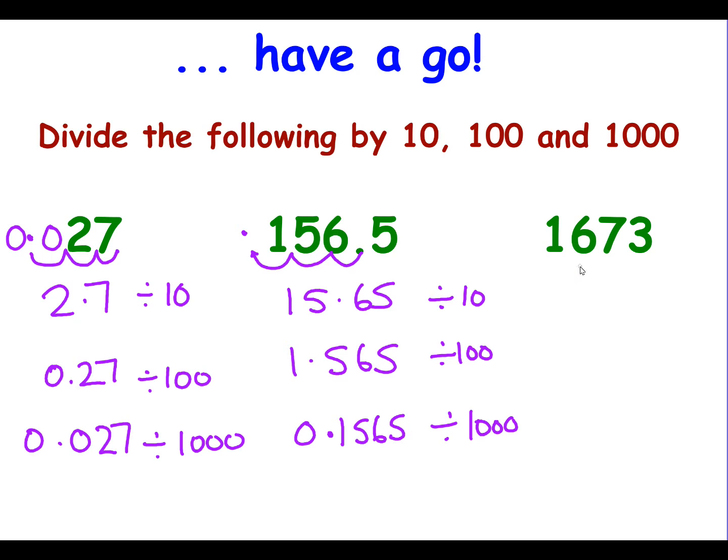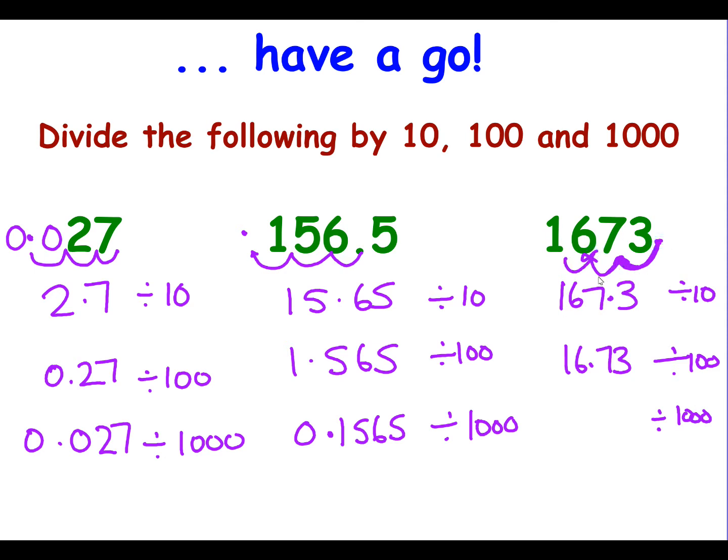Finally, let's look at the number 1,673 and divide it by 10. So dividing by 10, the decimal point's here as a whole number. Move it 1 place to the left, it becomes 167.3. Dividing by 100 moves it 1, 2 places to the left, so it becomes 16.73. And dividing by 1,000, move it 1, 2, 3 places, it becomes 1.673. Did you get all of those correct?